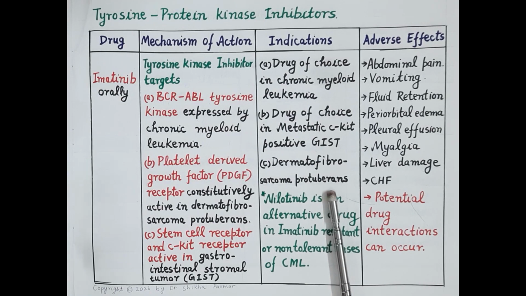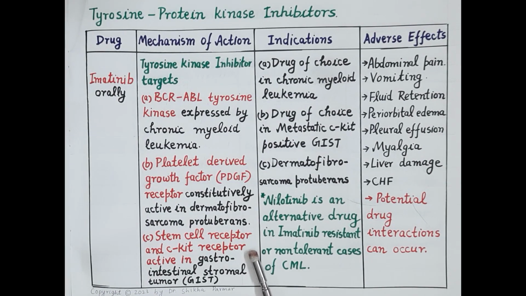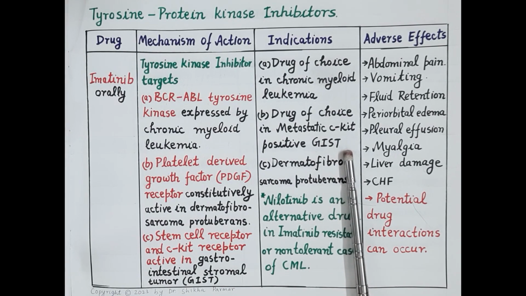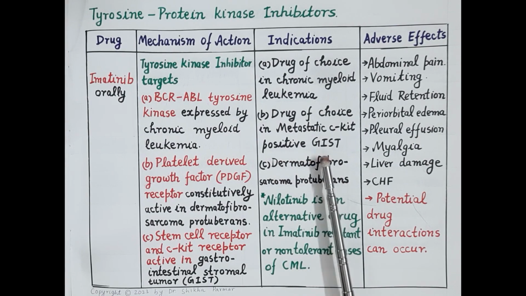So, imatinib is very effective in dermatofibrosarcoma protuberans. Now, another target of imatinib is the stem cell receptors and c-KIT receptors. Stem cell receptor and c-KIT receptors are also receptor tyrosine kinases. These are autophosphorylated in gastrointestinal stromal tumor, which is a rare tumor. Now, imatinib is the drug of choice in metastatic c-KIT positive gastrointestinal stromal tumor, that is GIST.